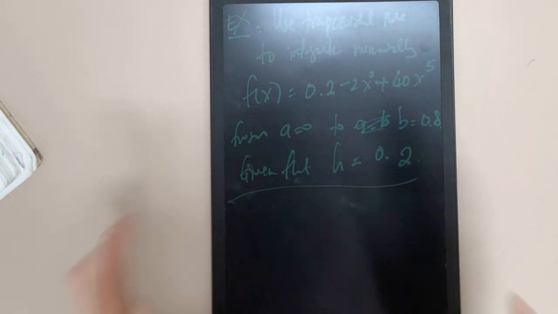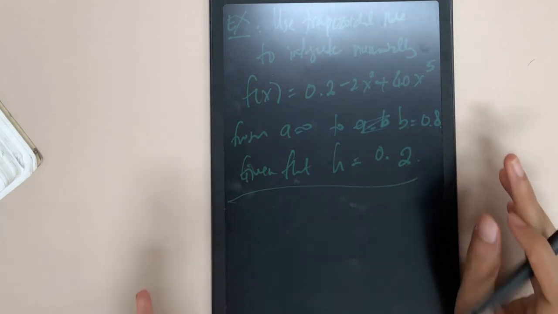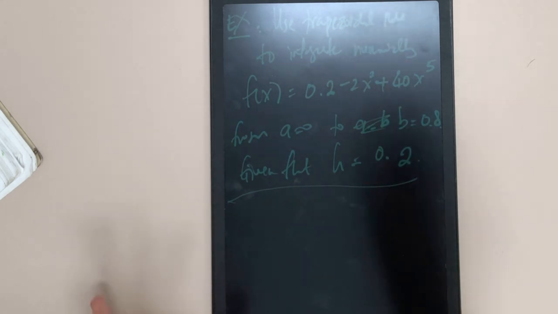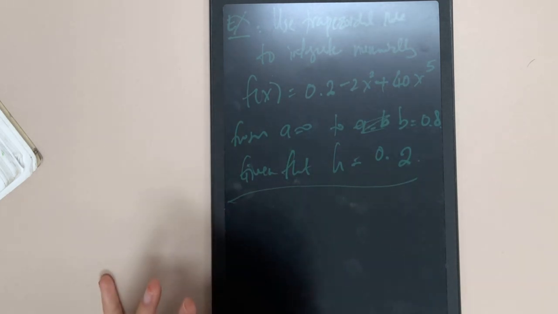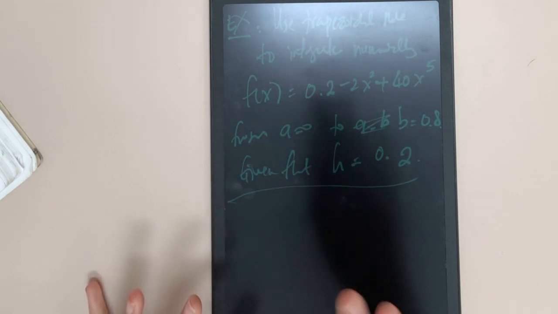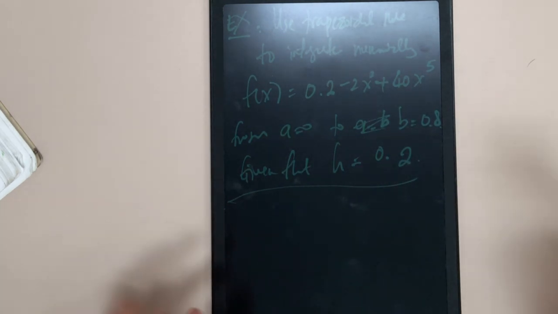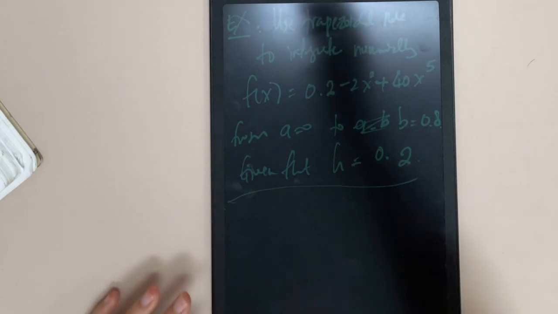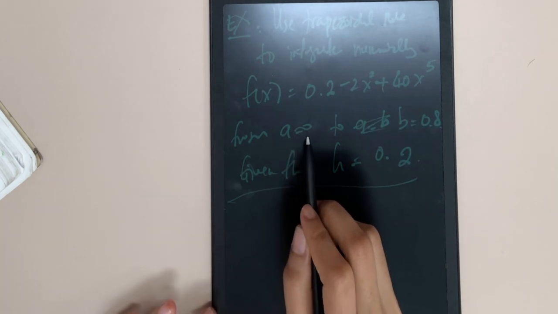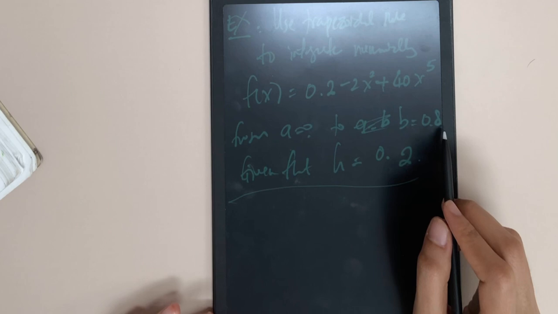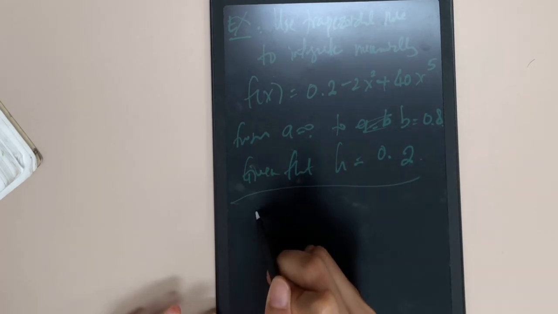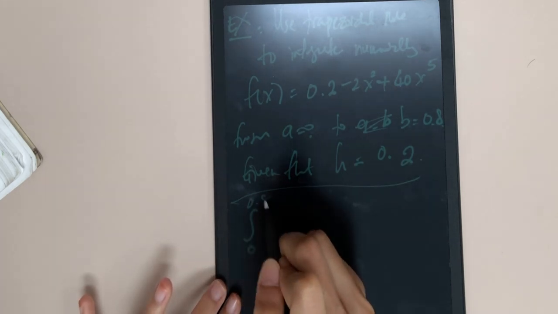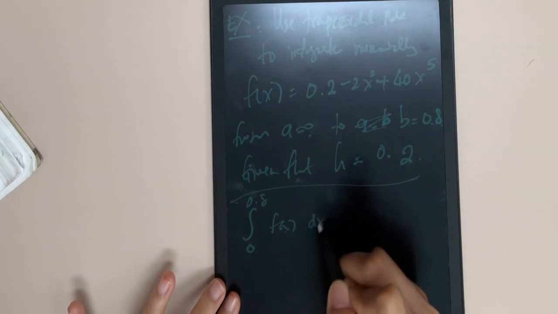So actually all the data that you need is already given here, but you can't imagine yet how to do it. So for now you need to know the formula for trapezoidal first: h over 2, and inside the bracket we have f(x0) plus 2 and so on until plus f(xn). So what you need to do first is write down your data. It starts from 0 and ends with 0.8. So the equation is the integral from 0 to 0.8 of this function.